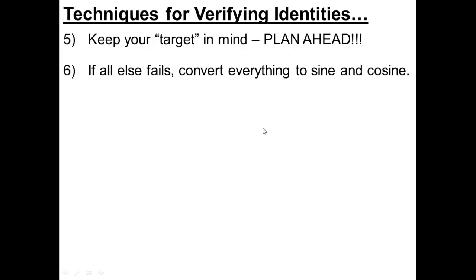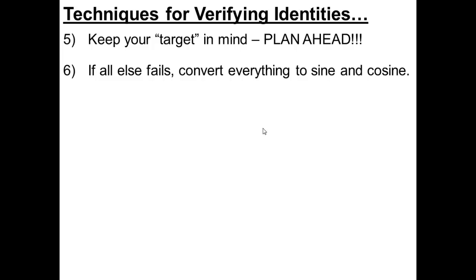If all else fails, convert everything to sine and cosine. Every single one of your fundamental identities has some relation to sine and cosine, whether it be through a reciprocal identity or one of the tangent identities. For example, tangent is sine over cosine, cotangent is cosine over sine. So tangent could be turned into 1 over cotangent, but it could also be turned into sine over cosine. So if you don't really have any ideas and you're not really sure where to start, just convert everything to sines and cosines and then use algebraic and arithmetic manipulations in order to clean it up.